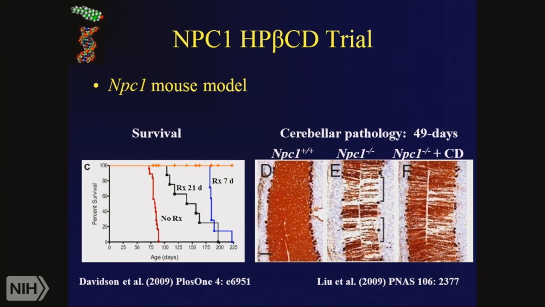These are cerebellar Purkinje cells stained with calbindin. You can see the cell bodies here, and then the cell processes. In NPC1, you have loss of the calbindin-positive Purkinje cells. And when you treat with cyclodextrin, you have restoration or preservation of the cerebellar Purkinje cells. So this reversed the pathological changes and improved survival.